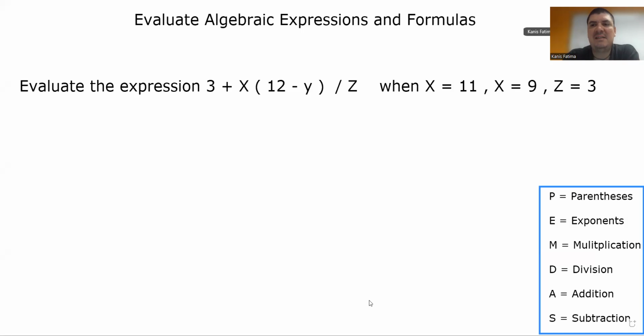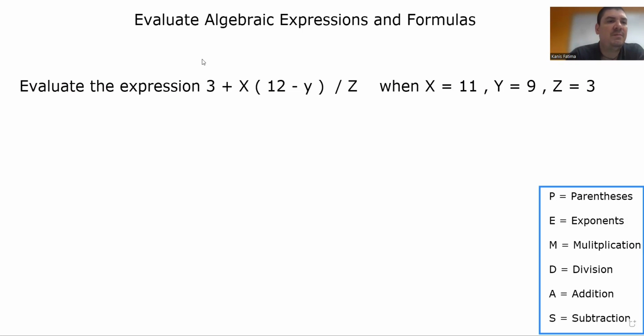Now, looking at my last example, again, I'm just going to replace the variables with all the given values. So here it says evaluate the expression 3 plus x parentheses 12 minus y divided by z. Now my variables' values are x equals 11, y equals 9, and z equals 3. So all I'm going to do is plug in my values for all my variables, and I'm going to write my new equation. Ready?